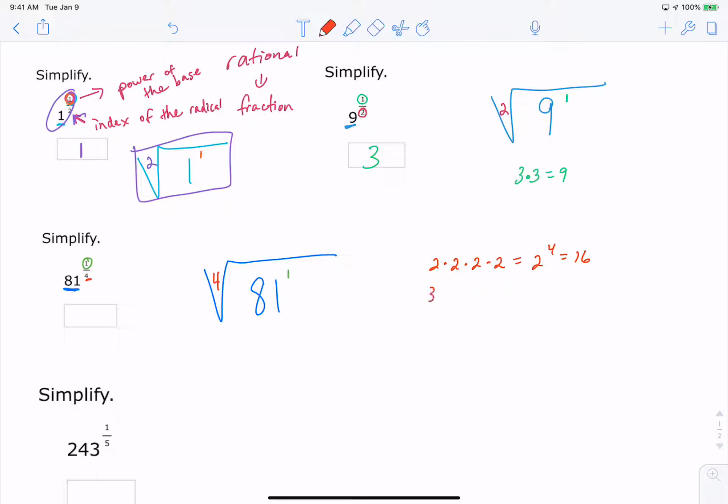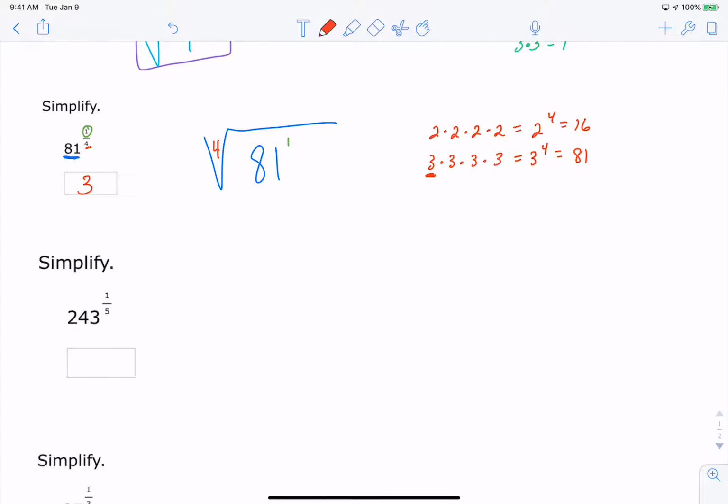So then go to your next number up. Let's try 3. So you would do 3 times 3 times 3 times 3, which is 3 to the 4th. All right, use your calculator if you have to. All right, well, 3 to the 4th is 81. So the 4th root of 81 is 3. So 81 to the 1/4, same thing as saying the 4th root of 81, is equivalent to 3.